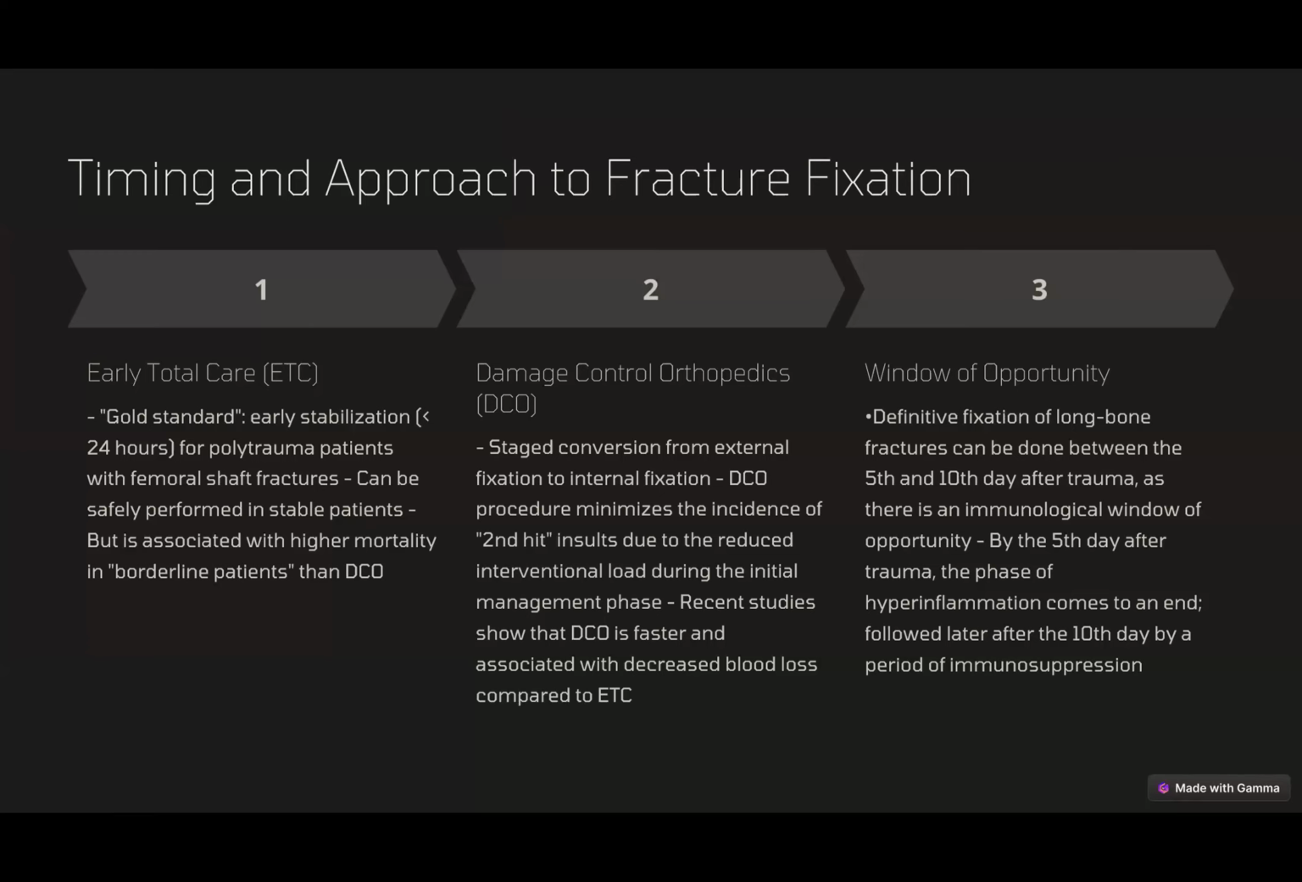What else is there to say about this? You just remember it's for stable patients. Then now for the damage control orthopedics, it's for unstable patients, and it includes stabilization of a patient in phases to avoid getting the second hit injury. So it includes surgery to control things like hemorrhage, like ligation of arteries, such things, and also metabolic and respiratory stabilization, and then now the definitive management.